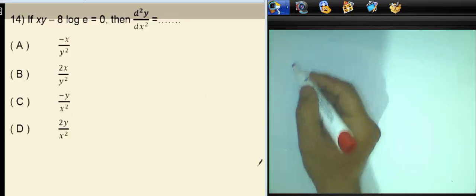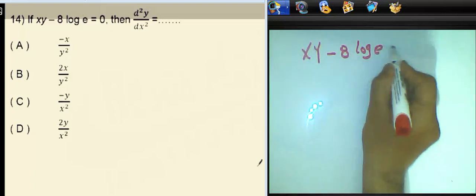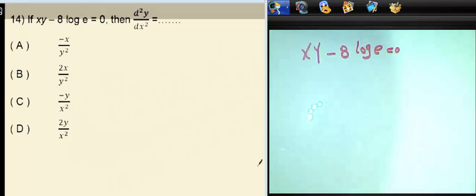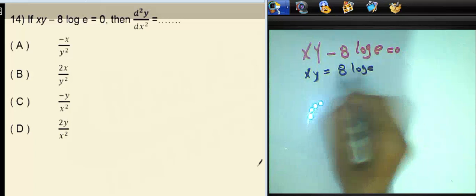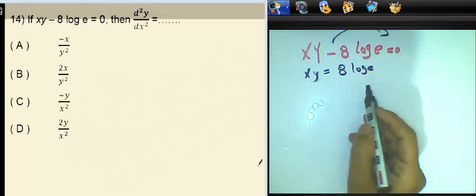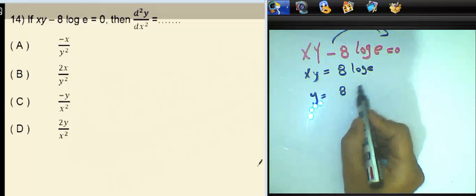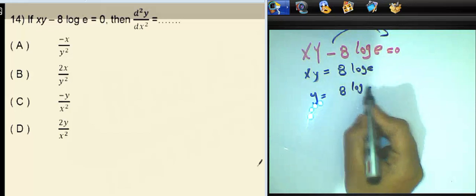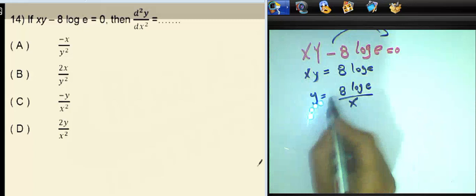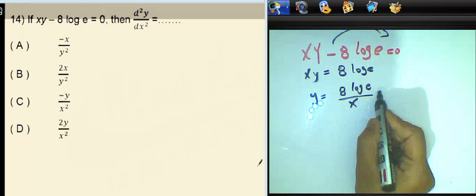If x product y, subtract 8 logarithm e equals 0, this is the second derivative of the function equals 8. We can find the derivative of this function. We know xy will be equal 8 logarithm e. Moving this term to the right hand side, we can write y will be 8 logarithm e over x. We can divide it by x here, and then we can find the derivative of the function.